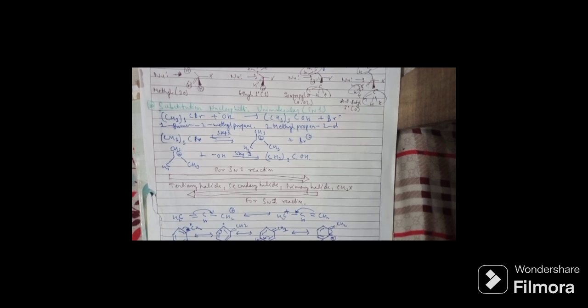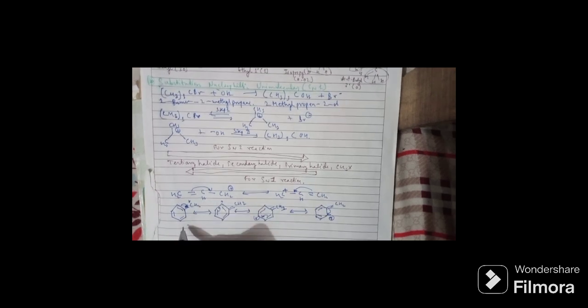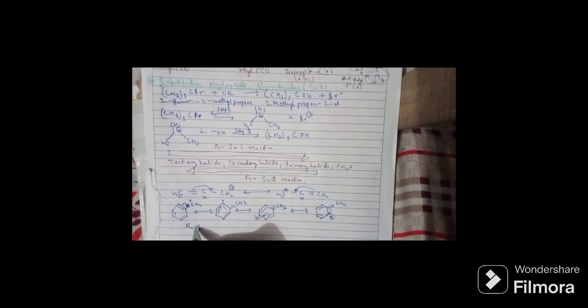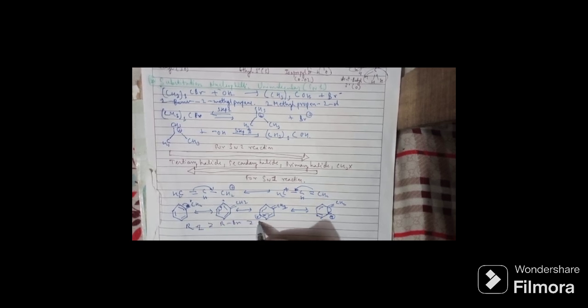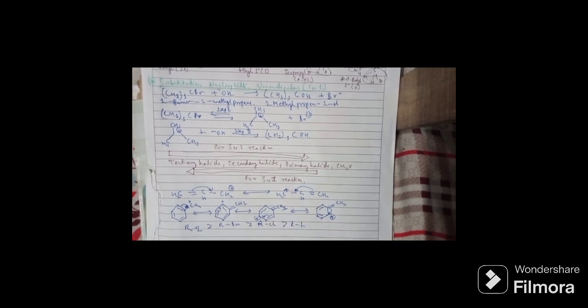So for a given alkyl group, the reactivity of halide RX follows the same order in both mechanisms: RI is greater than RBr, greater than RCl, greater than RF. So iodine, then bromine, chlorine, and then fluorine. It will take place in the same way.